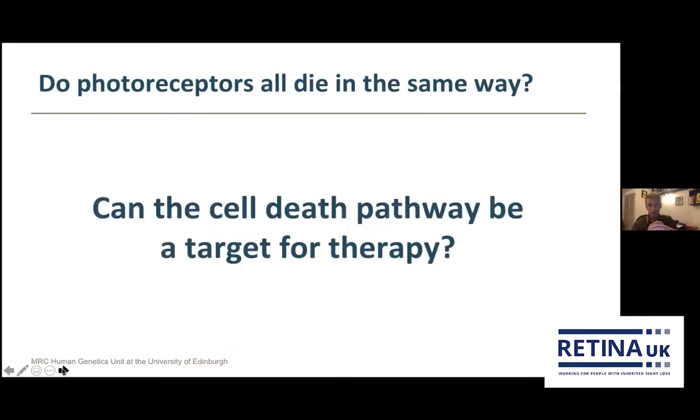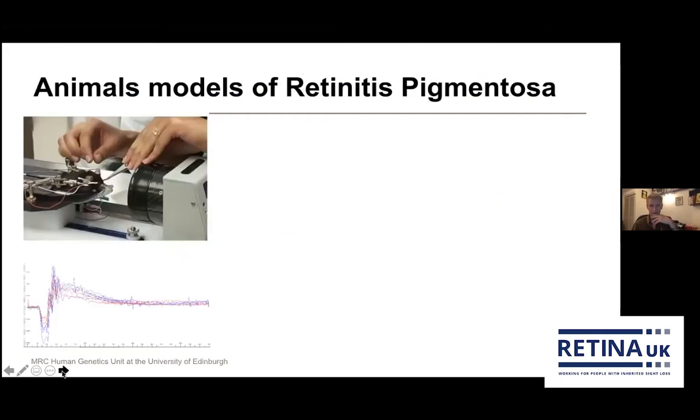So do photoreceptors all die in the same way in RP? And if they do, can the cell death pathway be a target for therapy? And that's what we've latterly been thinking. So as Denise said, I did my PhD using stem cells, but the work I've been doing in the last 5 years or so, I've actually been working on animal models because in many ways they're better models to assess photoreceptor function. And so we generated some new models of RPGR mediated RP.